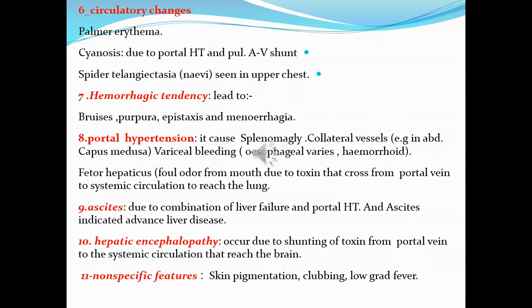Portal hypertension as the end result from cirrhosis leads to the following: splenomegaly due to congestion of the spleen, esophageal varices and complications of esophageal varices, like hematemesis and blood loss, or due to collateral shunt between the portal vein and the systemic circulation inside the rectum, leading to hemorrhoid-like.